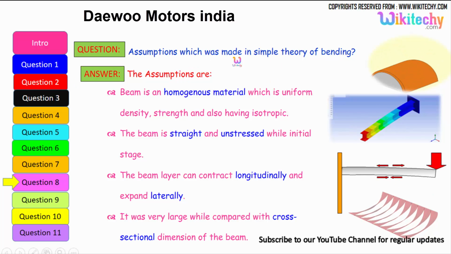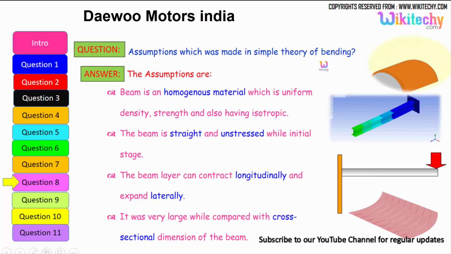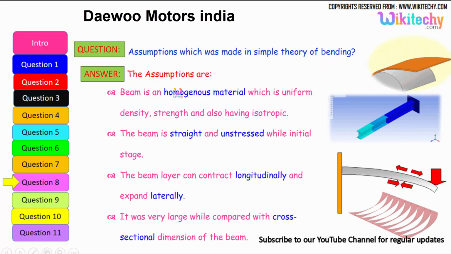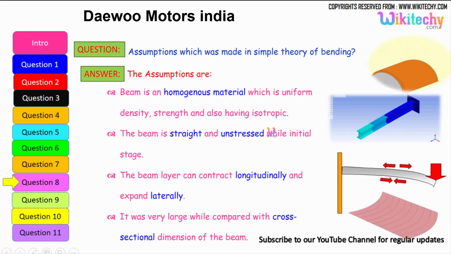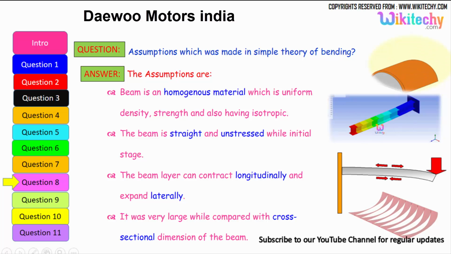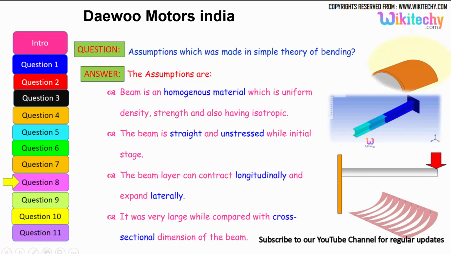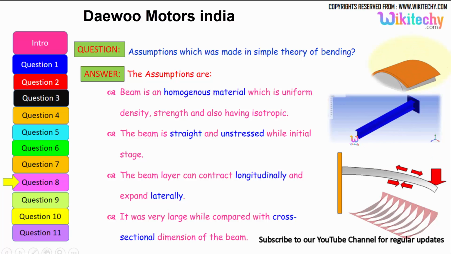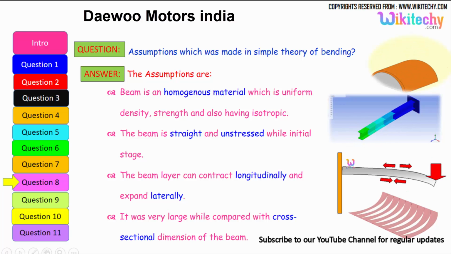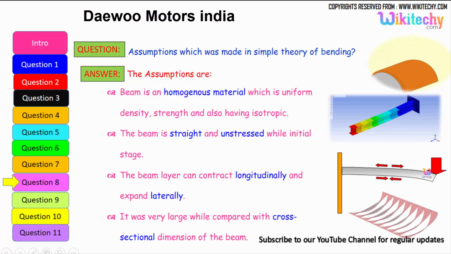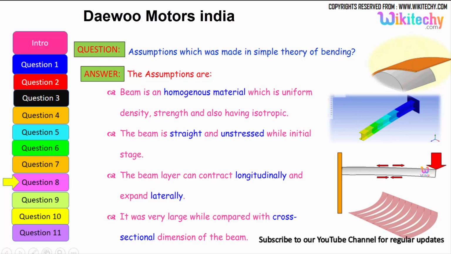What are the assumptions made in the simple theory of bending? That's the question. The assumptions are: the beam is a homogeneous material of uniform density, uniform strength, and also isotropic. The beam is straight and unstressed in the initial stage. That's the second assumption.